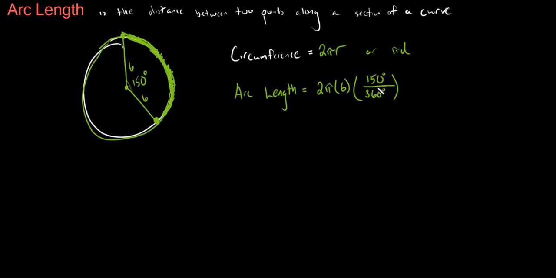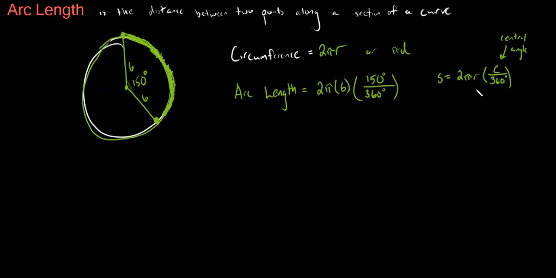Arc length, I'll say arc length is S. The arc length formula is 2 pi r times the central angle in degrees over 360 degrees. That C stands for central angle. And this is going to tell us what the arc length is.